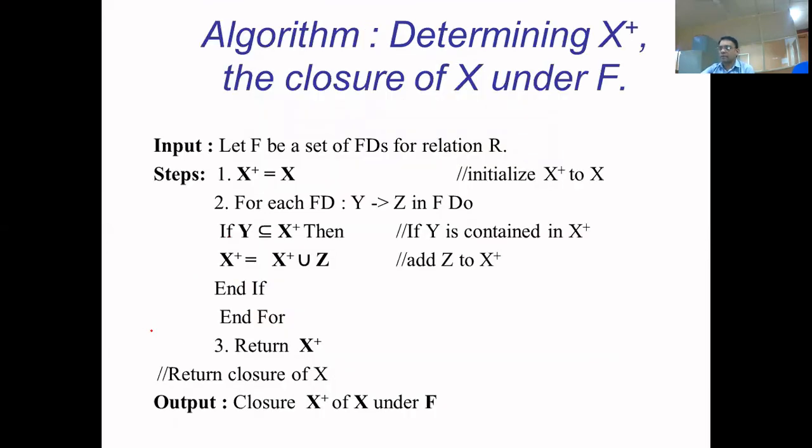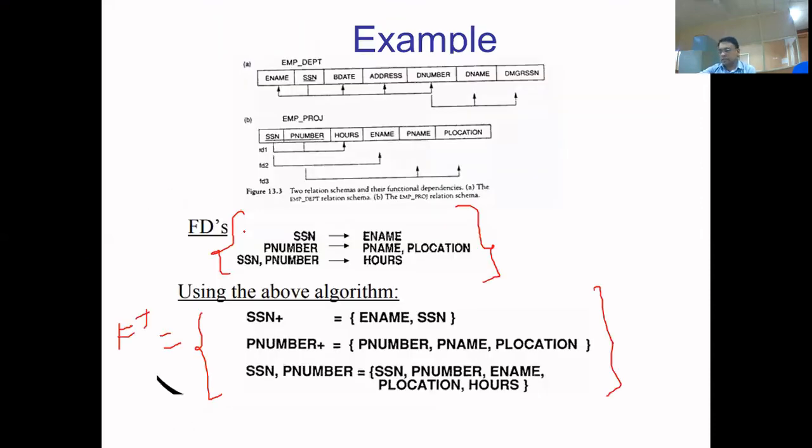We have an algorithm. As I told, the first step is to determine X, that is the left hand side of the attributes, and then determine the attributes that are dependent on X. Let F be the set of functional dependencies in the relation. So consider this is the set of functional dependencies F.